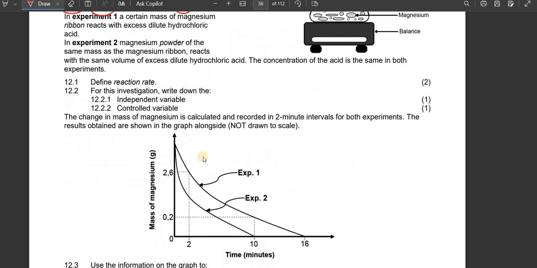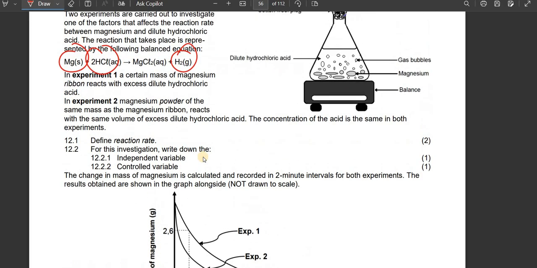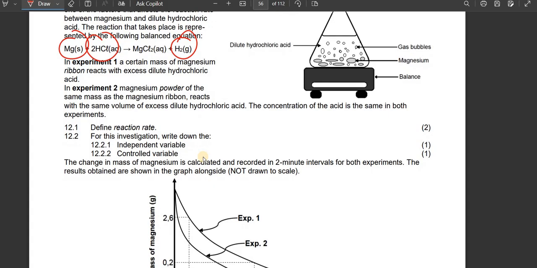So they looked at magnesium. Experiment 1, experiment 2. In experiment 1, they used a certain mass of magnesium ribbon. In experiment 2, they used magnesium powder. What is that? State of division, which is like your surface area. If you use a powder, and here they use the powder, and in here it was a ribbon.